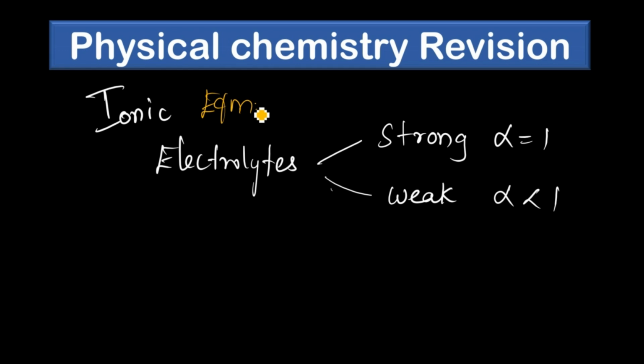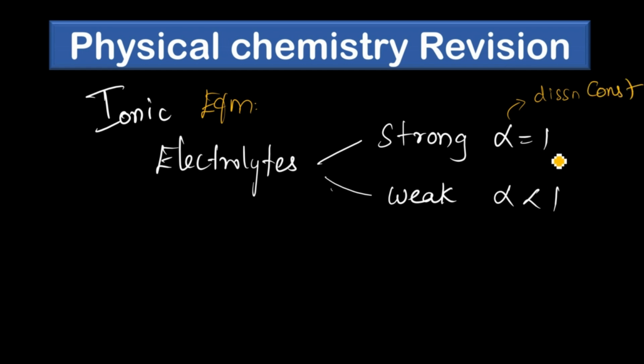Electrolytes can be divided into two parts, strong and weak, depending on dissociation. If the dissociation is more, it is a strong electrolyte. If the dissociation is weak, it is a weak electrolyte. Dissociation is nothing but how many ions are willing to get separated. HCl is a strong acid because when we dissolve it in water, it becomes H plus and Cl minus ions very easily. They want to get separated. So alpha here is the dissociation constant.